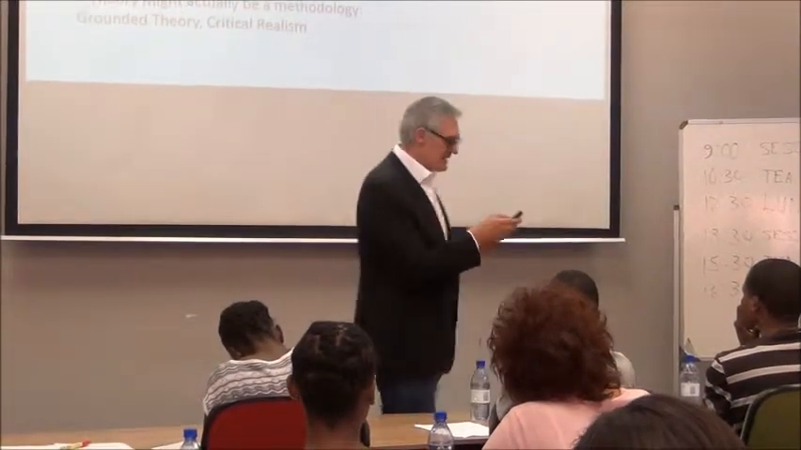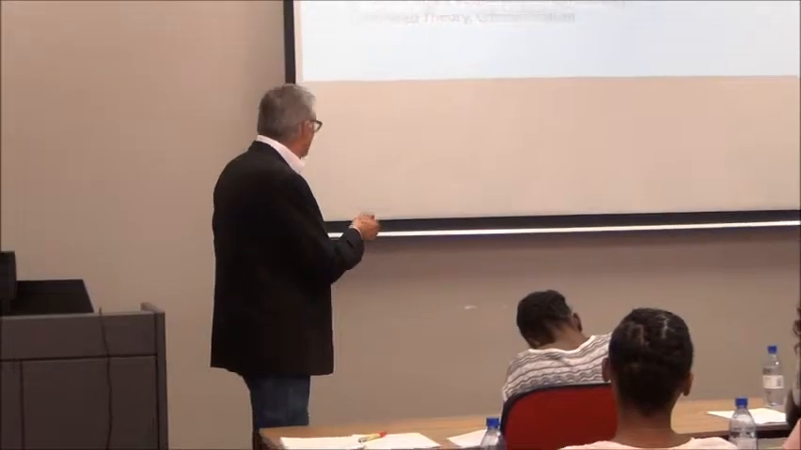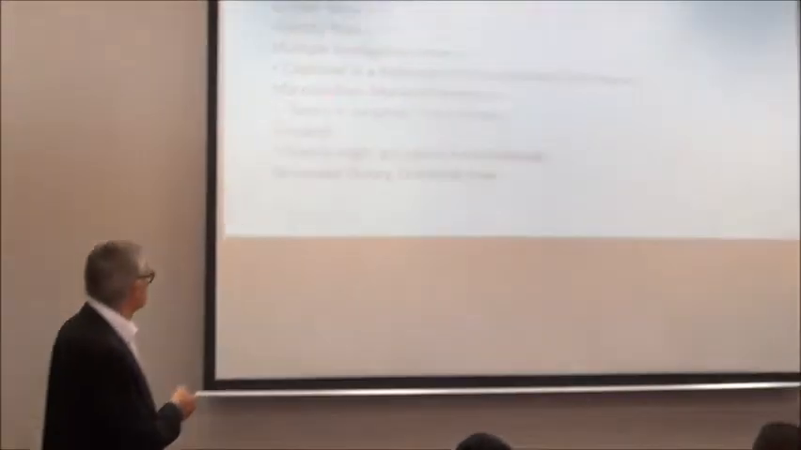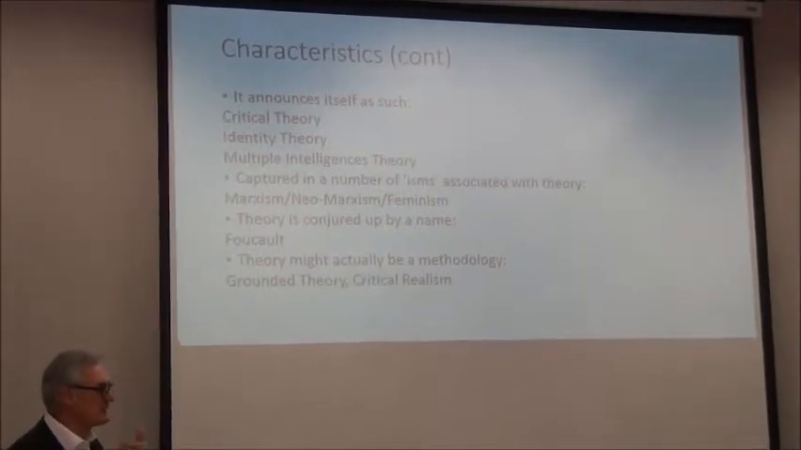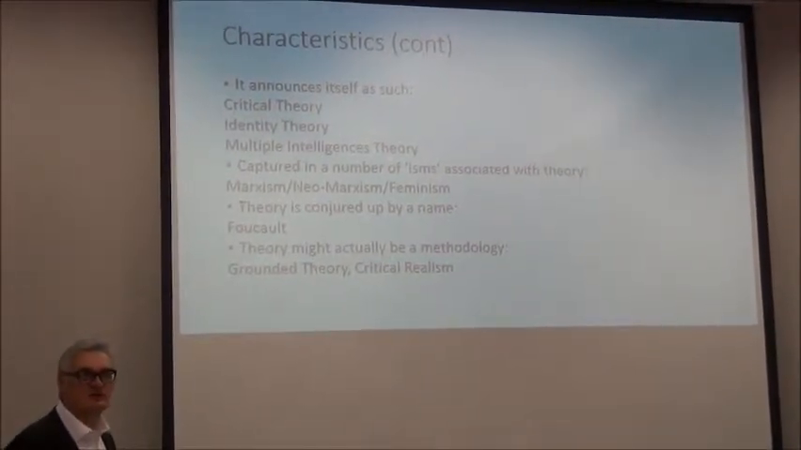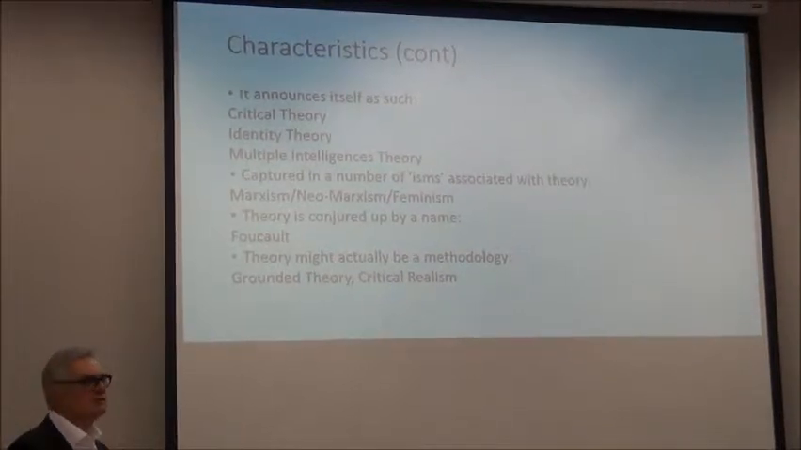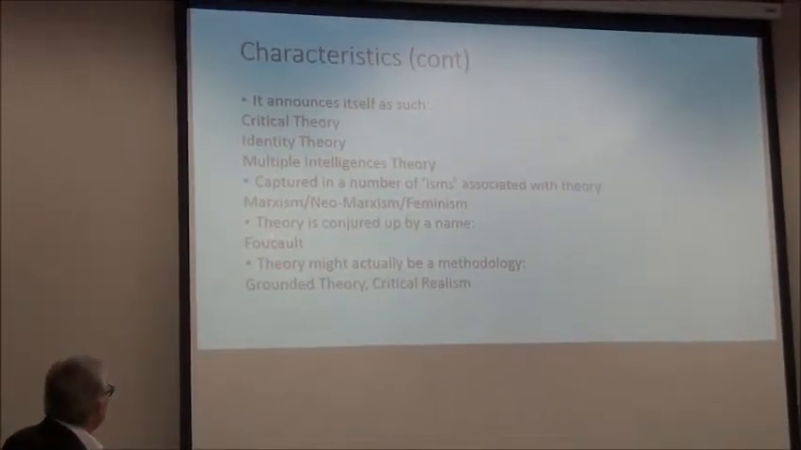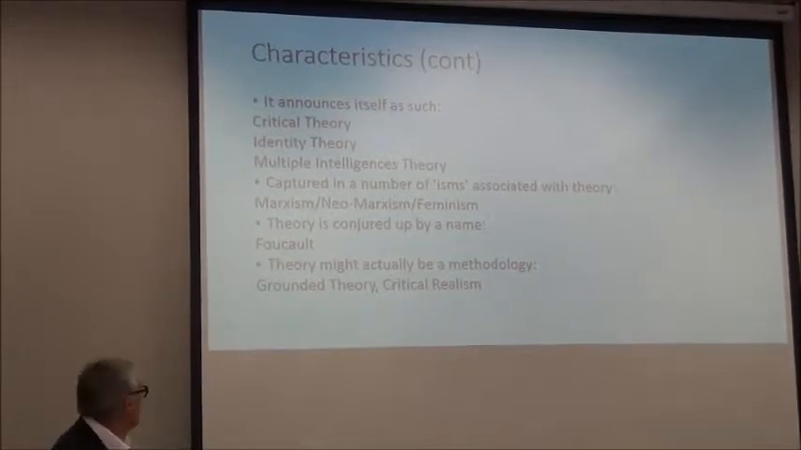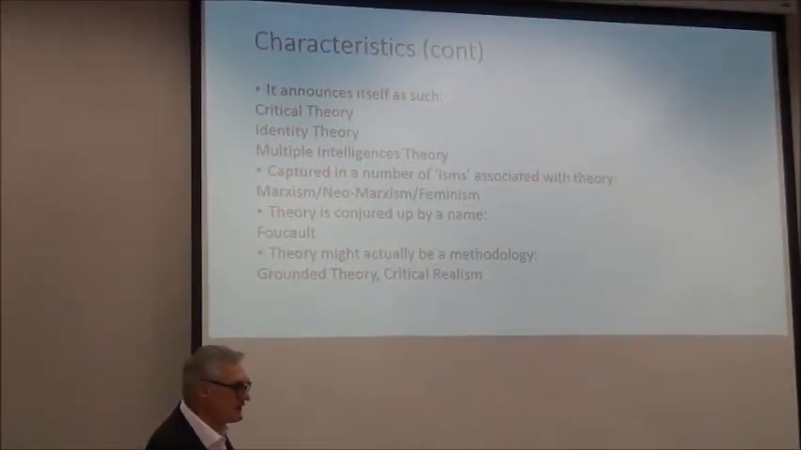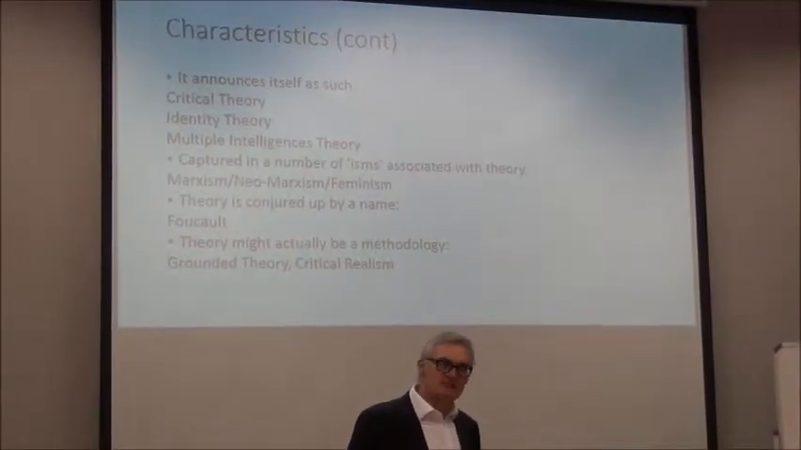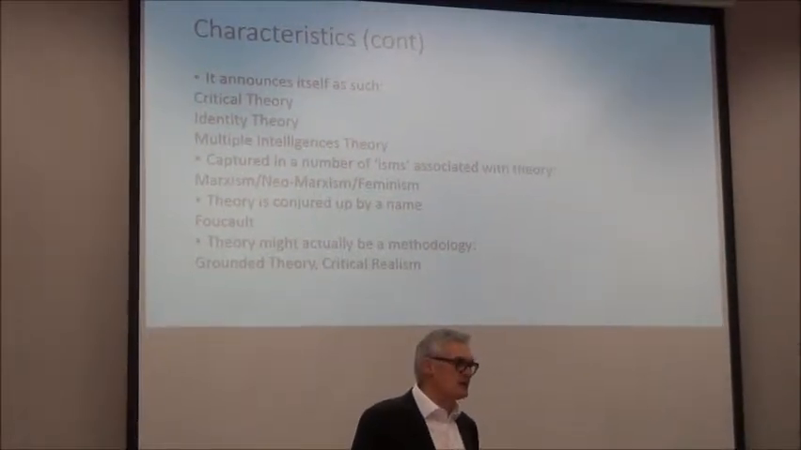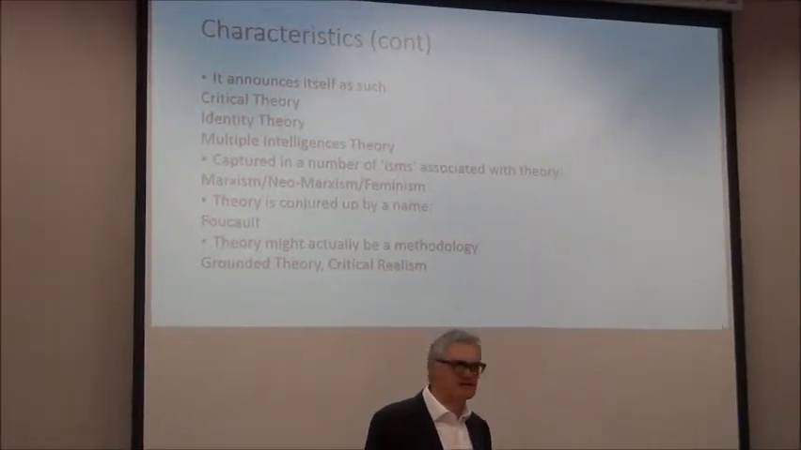They are there. Okay, so the next thing is theories are captured in a number of isms associated with theory. So you have Marxism, neo-Marxism, feminism. And often when you have that ism, then you know you're dealing with some sort of theoretical construct. There are hundreds of them, there's a proliferation. Okay, theories conjured up by a name. How many of you recognize Foucault? Yeah, immediately. So, oh, there's the French theorist. Okay, and he investigated power and power relations. And, you know, he did research.